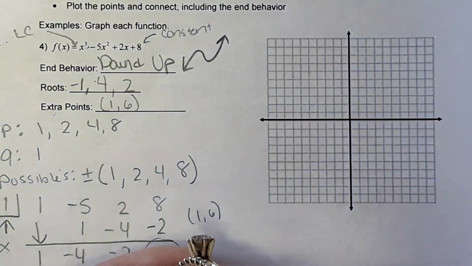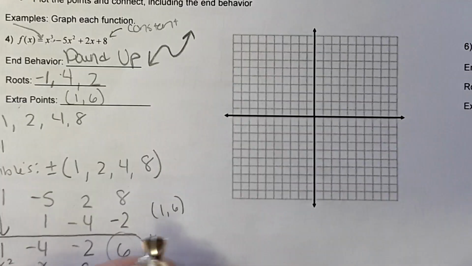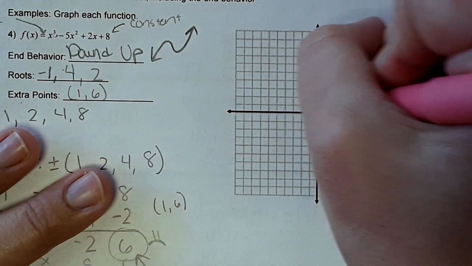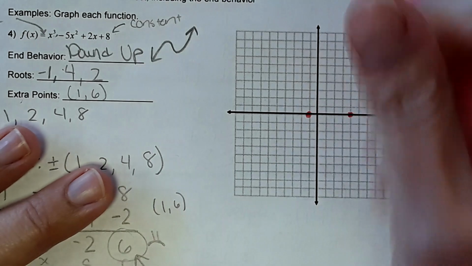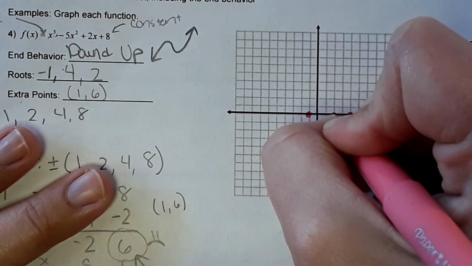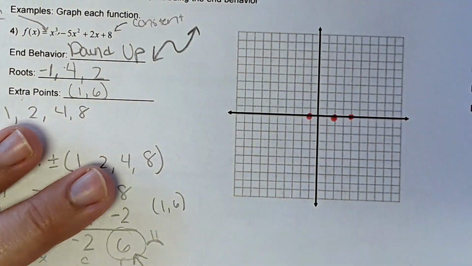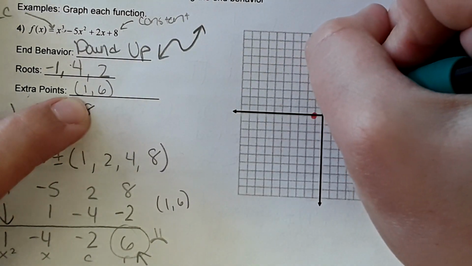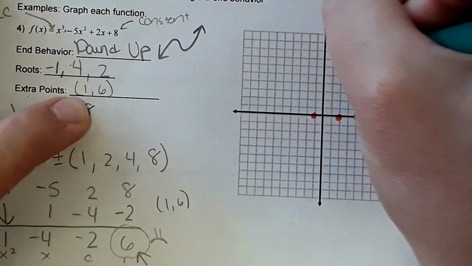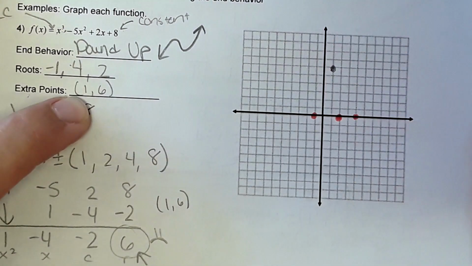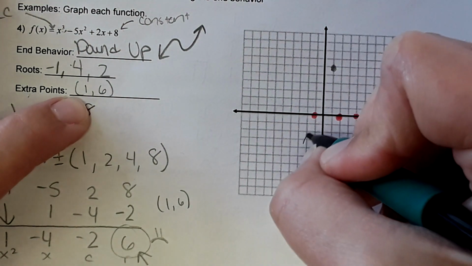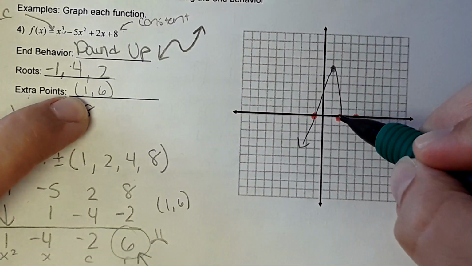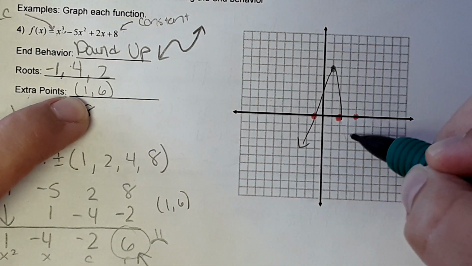So what we do with that is now we plot them. Negative 1, and 2, 3, 4, and 2. Then we also have our extra points at 1, 6. So we technically have something that goes like this so far. We need to see how far down it goes here.